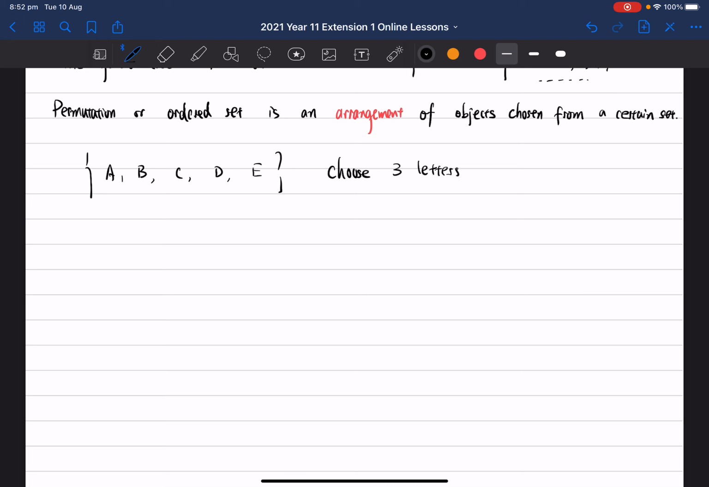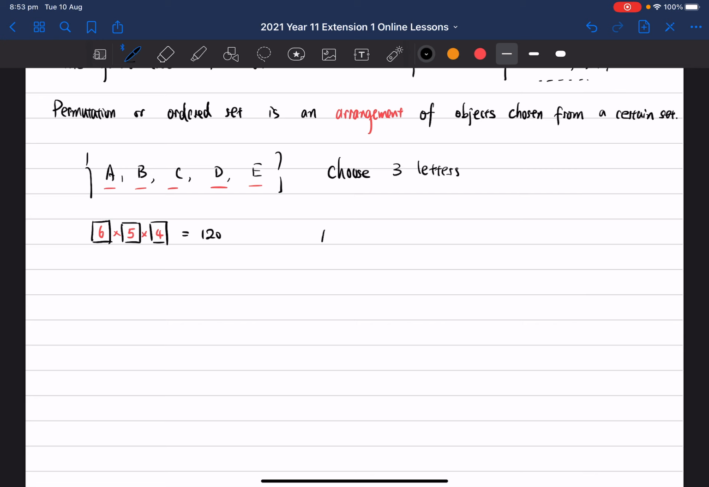Now, from previous understanding, if we are choosing 3 letters, we can simply use the box method. 3 letters. For the first letter, we have 1, 2, 3, 4, 5, 6 different possible ways to choose it. So that's 6, then 5, then 4. We can only choose each one once, right? So the answer is 6 times 5 times 4, and that's 120 different possible ways.